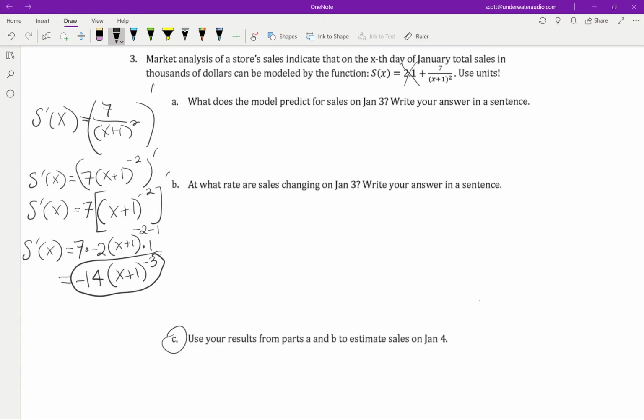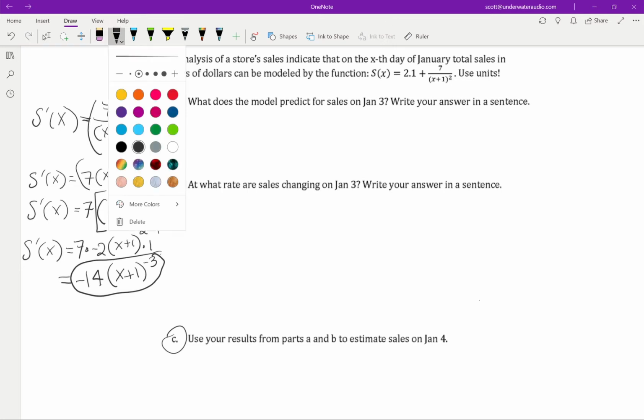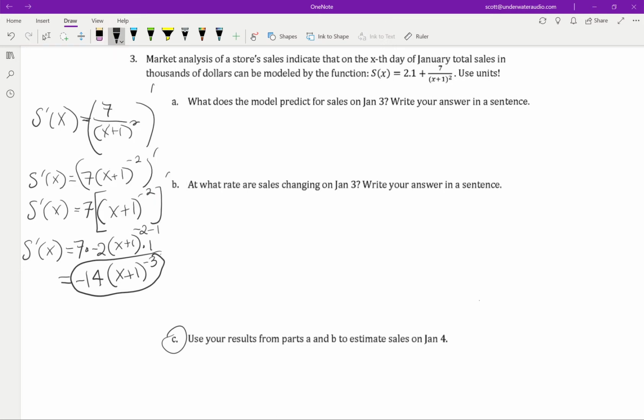Market analysis of a store's sales indicates that on the xth day of January, total sales in thousands of dollars can be modeled by the function s of x equals 2.1 plus 7 over (x plus 1) squared. So, what does the model predict for sales on January 3rd?